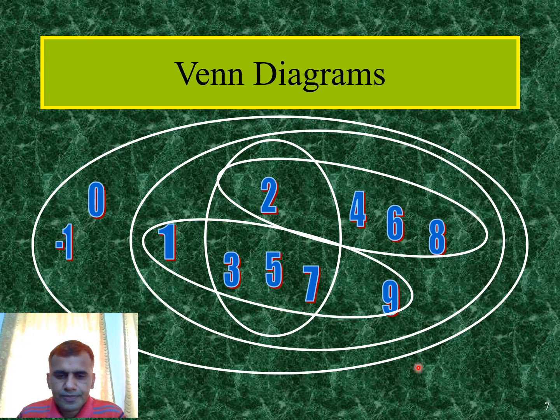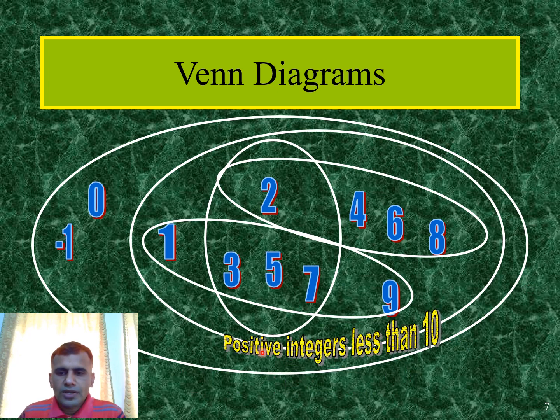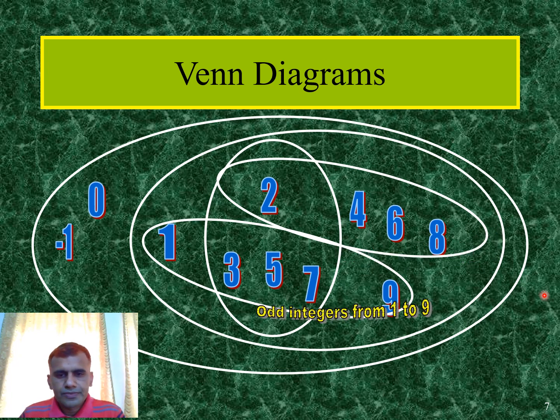So integers from 1 to 9, then positive integers less than 10 actually. Even integers from 2 to 9, this set. Odd integers from 1 to 9, as I see it. This is prime numbers less than 10.